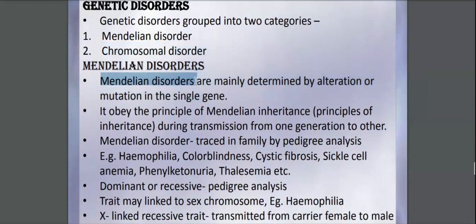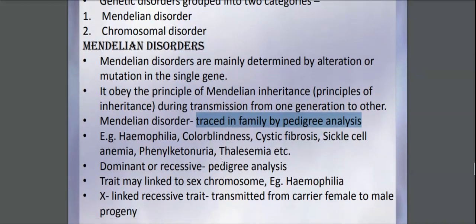Mendelian disorders are characterized by alteration or mutation in a single gene. This is to be remembered. They are characterized by alteration or mutation in a single gene. Secondly, they obey the principles of Mendelian patterns of inheritance, and they can be traced in family tree by pedigree analysis. So these three points are to be remembered about Mendelian disorders: that they are determined by alteration in a single gene, second, they follow Mendelian patterns of inheritance, and you can trace them in pedigree analysis.